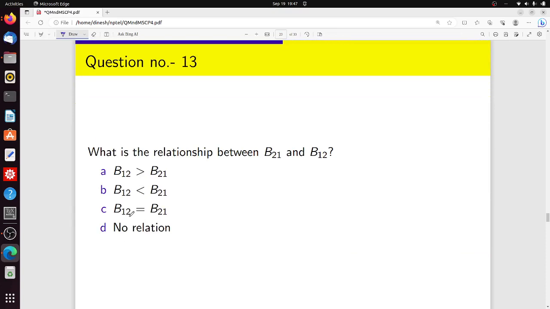What is the relation between B21 and B12? One is related to absorption, one is related to stimulated emission. So what is the relation between these two? Let me give some condition, in thermal equilibrium. Okay, no, thermal equilibrium is not needed. What is the relation between these two?